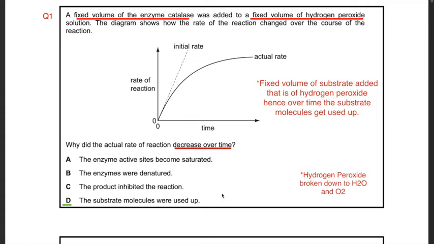The best possible answer is D. The substrate molecules were used up as the reaction proceeds over time.